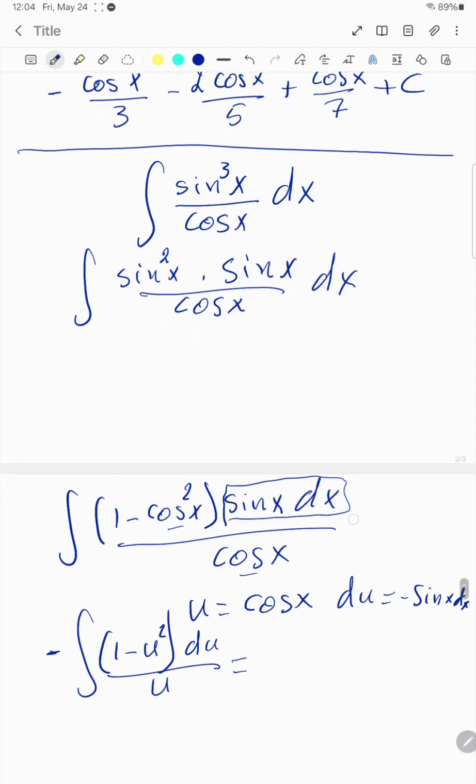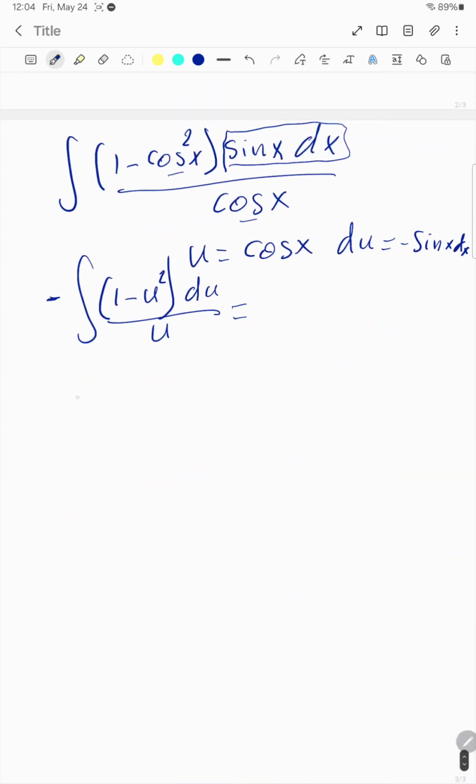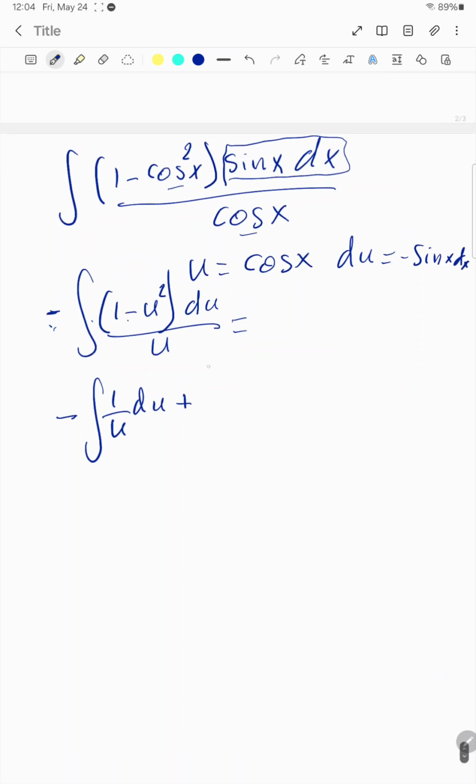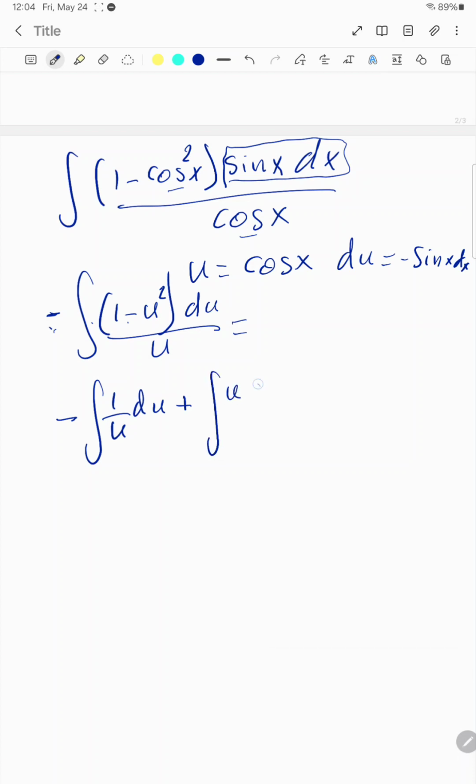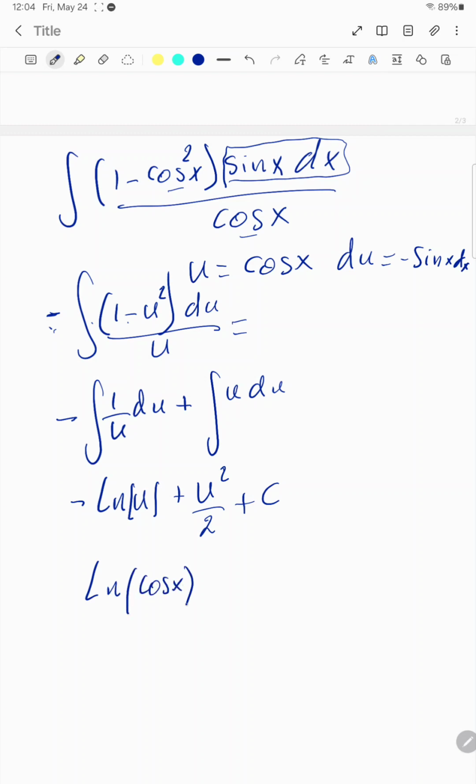So it is equal to minus 1 over u du plus, because minus times plus is minus, minus times minus is plus, u du, because u squared divided by u is u. And then this becomes minus ln of u plus u squared divided by 2 plus c, and then I replace u by its value, it becomes ln of cosine of x plus cosine square of x divided by 2 plus c.